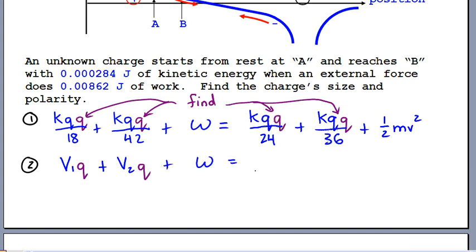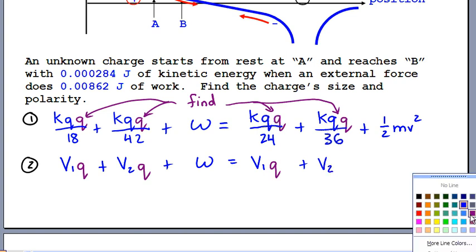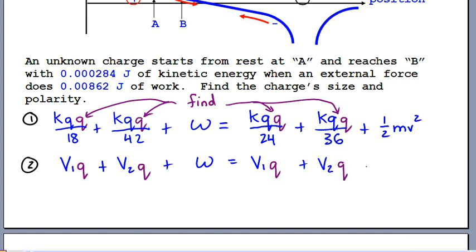And you might say, oh, it doesn't look like it's going to be much shorter. No, but it can be a lot shorter. Voltage 1 at the other location, times Q, plus the second charge's voltage at that other 36 meter location, plus that kinetic energy, which they just give to us.